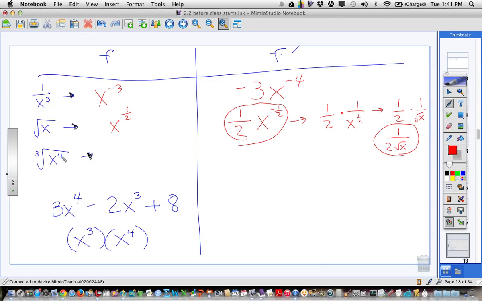All right, what about cube root of x to the 4th? That is x to the 4/3. That's right. The root is the bottom. The power is the top. So that derivative would be 4/3 x to the 1/3. 4/3 take away 1, 4/3 take away 3/3 is 1/3.